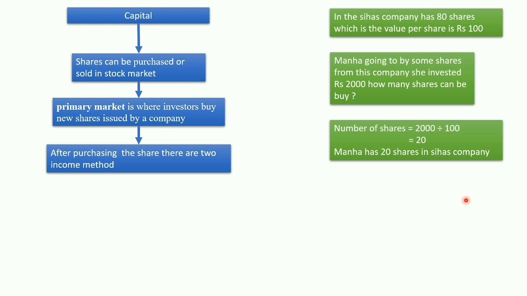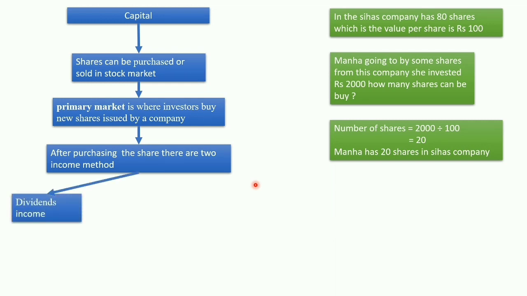Now, after purchasing these shares, there are two income methods. Manha invests some money in the share market. What is the benefit? You have to think what the income for Manha is. She doesn't want to put in 2000 and at the end of the year still have only 2000. It is useless. So she is trying to take some benefit. So there are two benefit methods, called the two income methods.